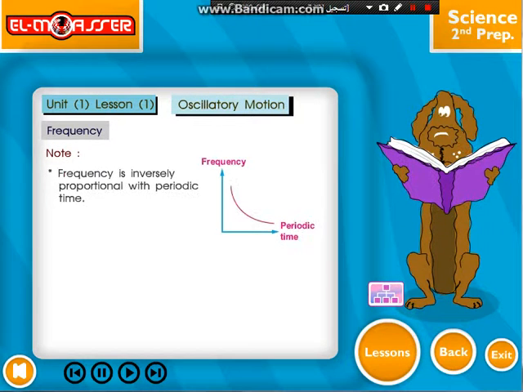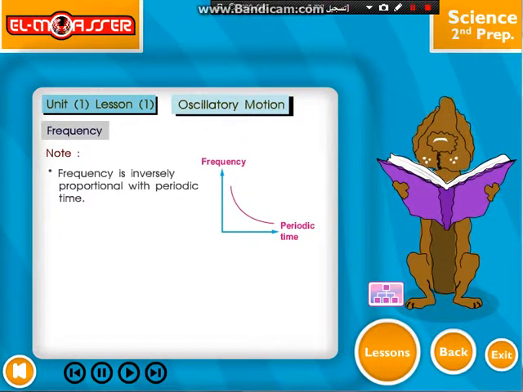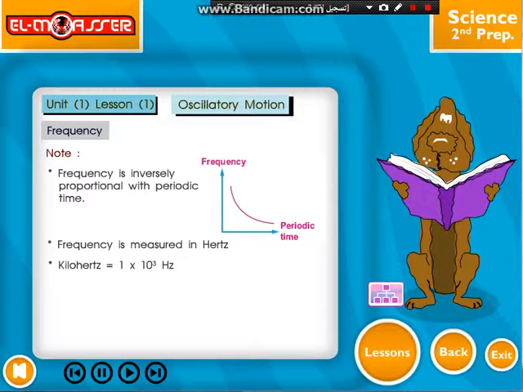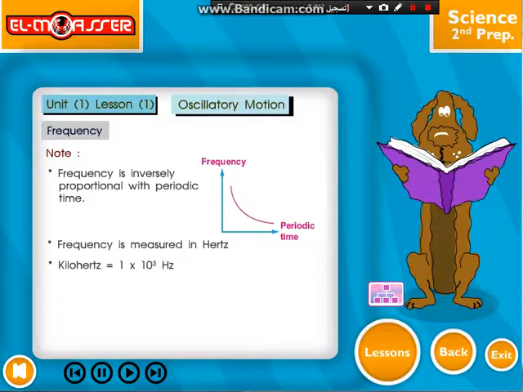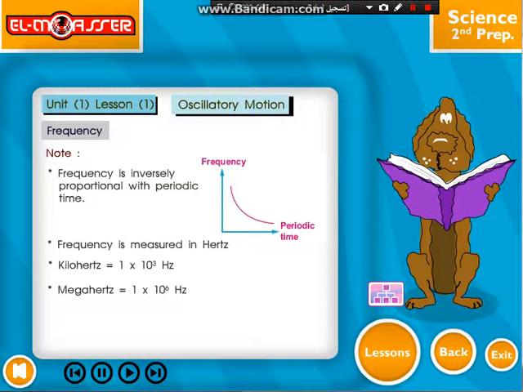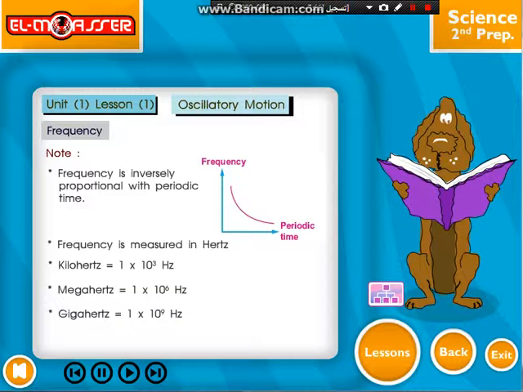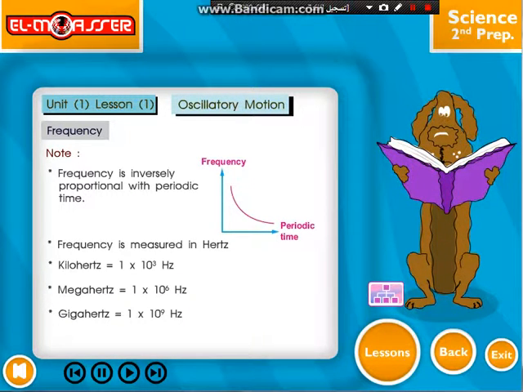Notes. Frequency is inversely proportional with periodic time. Frequency is measured in Hertz. Kilohertz equals 1 by 10 to the power 3 Hertz. Megahertz equals 1 by 10 to the power 6 Hertz. Gigahertz equals 1 by 10 to the power 9 Hertz.